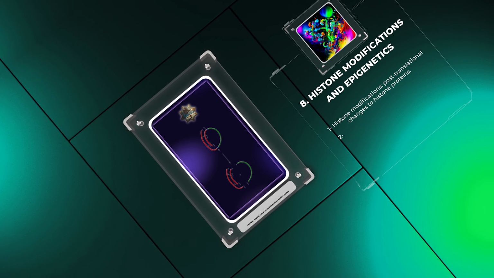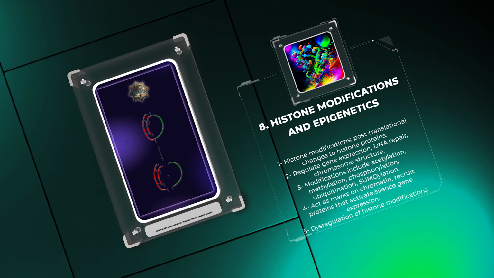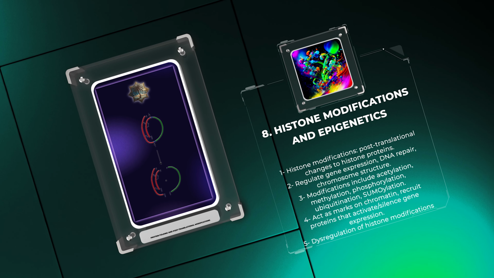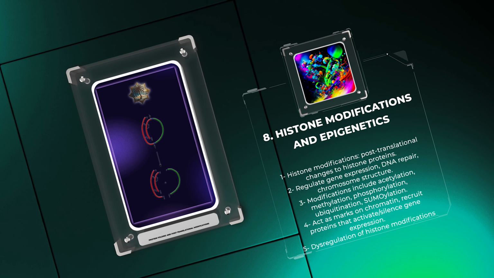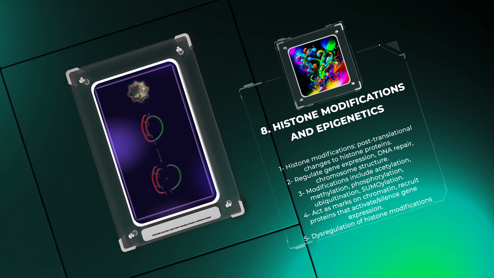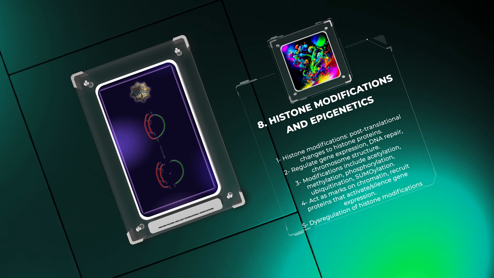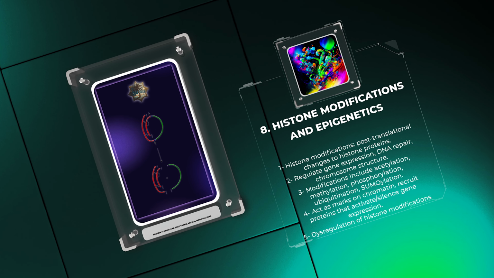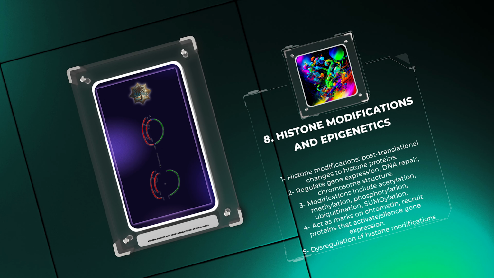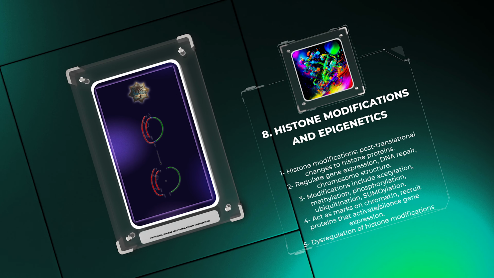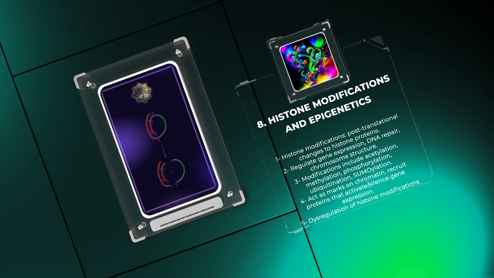Histone modifications are post-translational changes to histone proteins that regulate gene expression, DNA repair, and chromosome structure. These modifications include acetylation, methylation, phosphorylation, ubiquitination, and sumoylation. They act as marks on chromatin, recruiting proteins that either activate or silence gene expression. Epigenetic regulation mediated by histone modifications is important in development, cellular identity, and disease. Dysregulation of these modifications can lead to abnormal gene expression patterns and contribute to diseases like cancer. Understanding the complexity and dynamics of histone modifications yields insights into epigenetic regulation and potential therapeutic interventions.